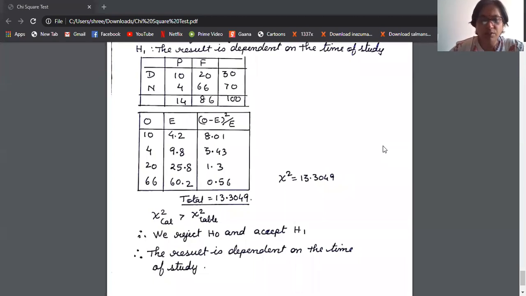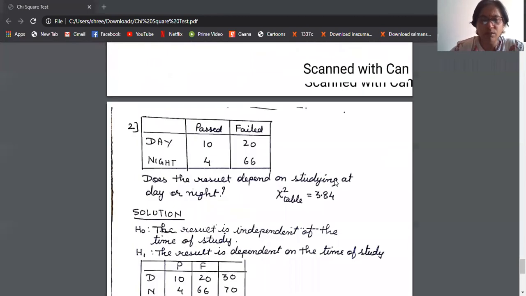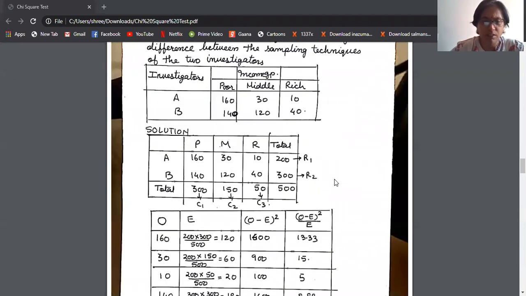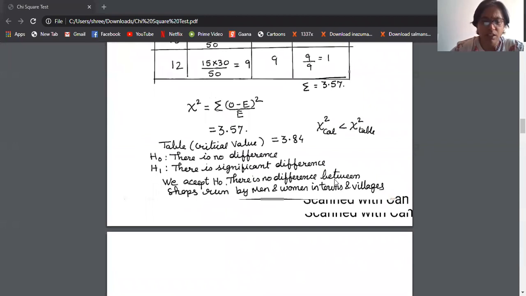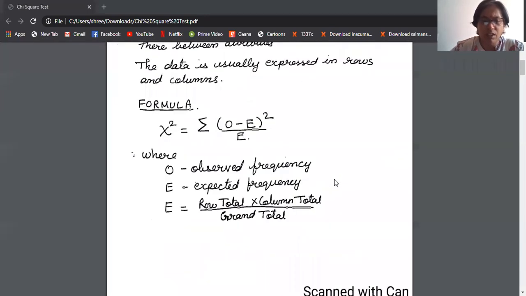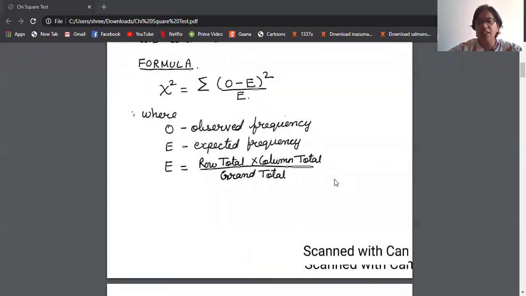Yes, Sejal, the formula for E again. I'll have to go back now. Wait. See, the formula for E is, I'll repeat, for those who have not understood, those who have joined in late, or those who have missed out. E is the expected frequency or the expected value. So expected frequency or value is given by the row total into column total divided by the grand total.